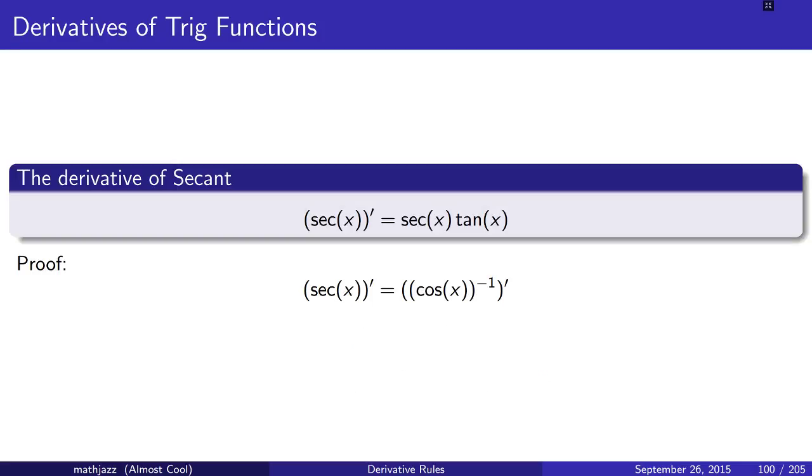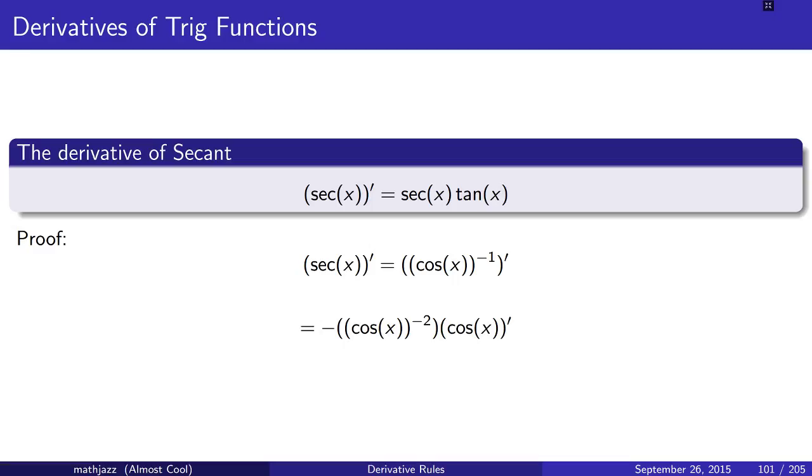The derivative of secant, we're going to use the chain rule on cosine of x raised to the negative first power. Or alternatively, we could use the quotient rule on 1 over cosine of x. The chain rule says that the derivative of cosine of x to the negative first power, we first take the derivative of x to the negative first and plug cosine into it. That gives us negative cosine of x to the negative 2 power. And then we have to multiply by the derivative of cosine.